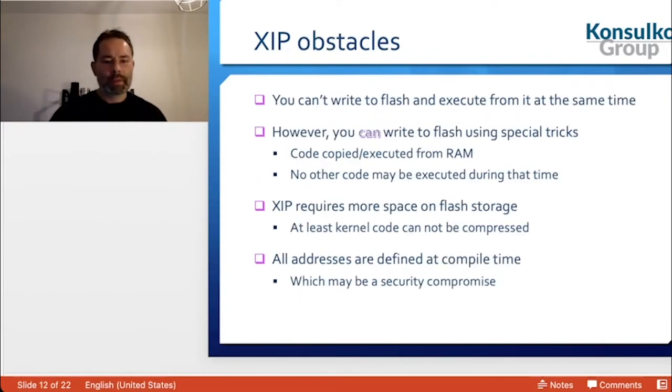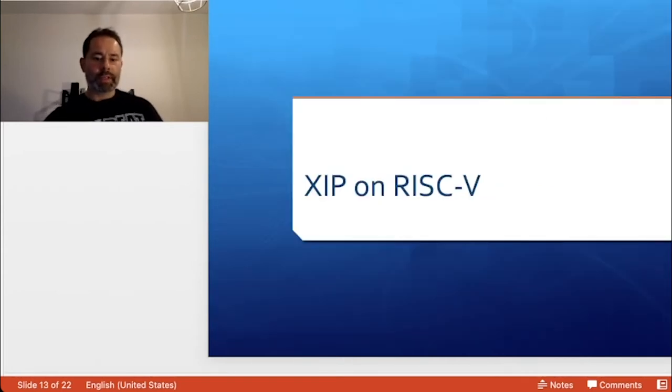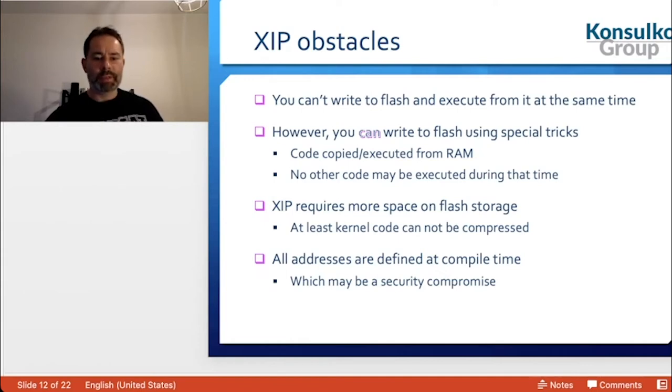Well, there are not only roses, of course, because otherwise XIP would have taken the world. So there are also some obstacles. And these obstacles namely are, well, first of all, you cannot write to flash and execute from it at the same time. So that means that you cannot use NOR flash, or almost cannot use NOR flash being used by XIP, for some read-write data. You essentially have it for read-only data. There are some tricks that enable writing to flash while executing Linux XIP when you have copied or executed from RAM code. But there are so many hardships associated with that that this technology is almost unused at this point.